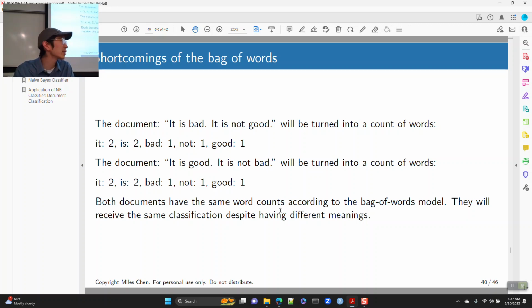So if you don't take into account the order of words, especially words like not, which negate whatever was being said before, it's not going to be able to detect things, okay? And certainly, in a lot of cases, the word not is treated as a stop word, meaning we just throw it away.